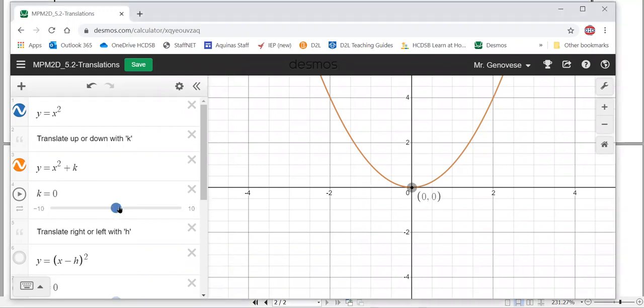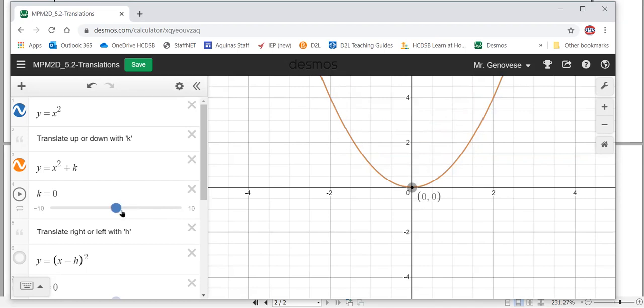As the k value increases, no surprise, if we're going to add something to the y values, take a look at what's happening to the vertex. So we're adding to the y values. The y value for the vertex and all the points on the graph start here.